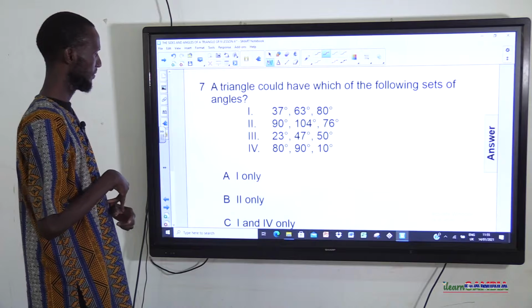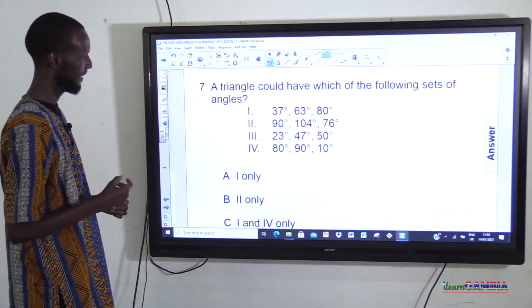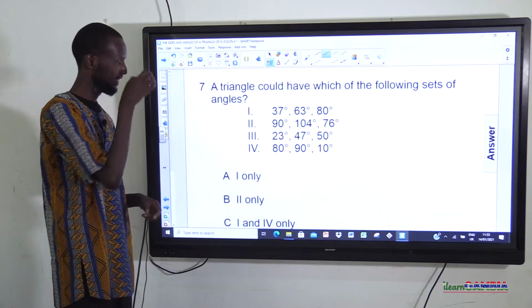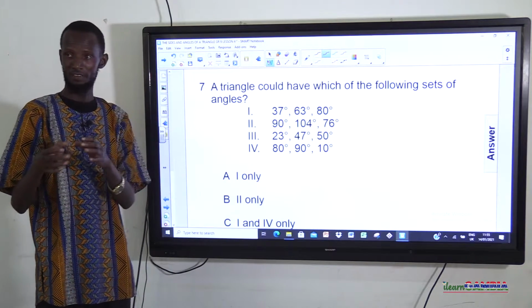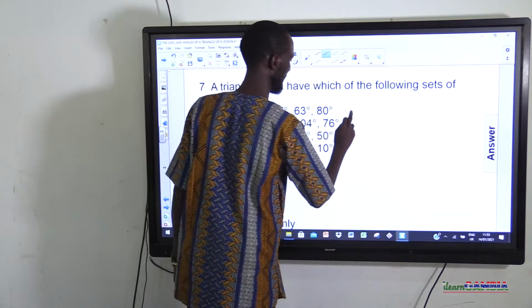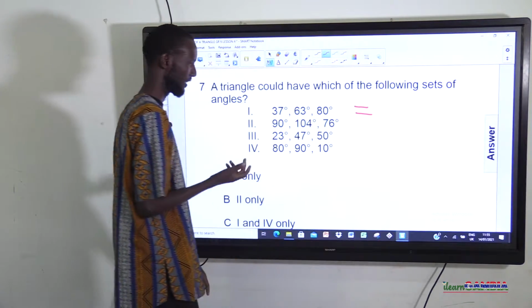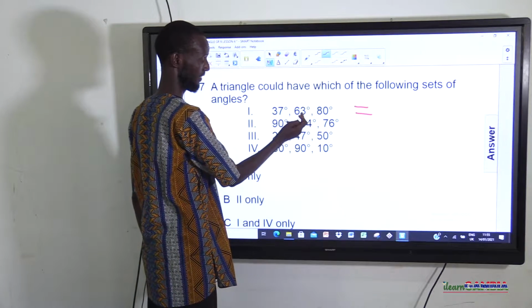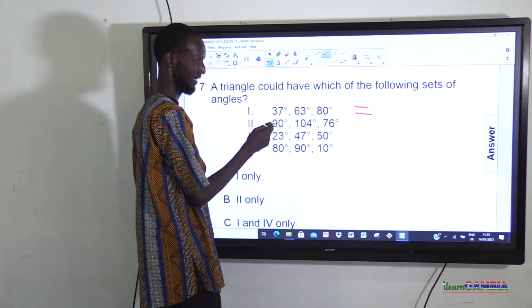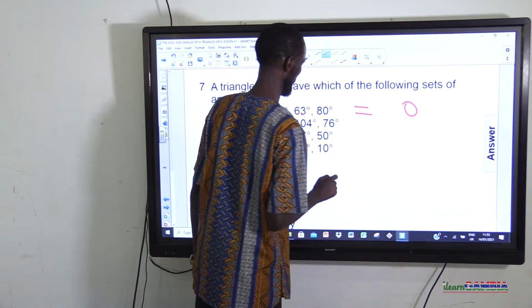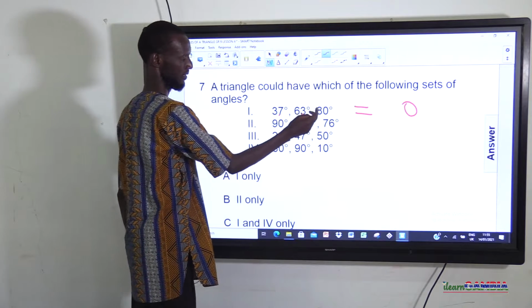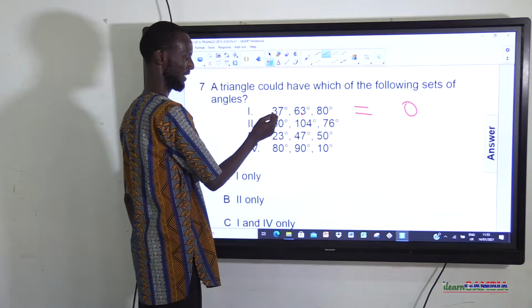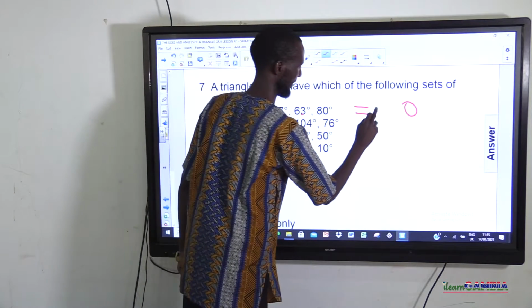Here's another set to try with. 37 degrees, 63 degrees, and 80 degrees. Now let's see if you can add them up and let's see what we get. If you add this first one up, let's start to add it up and see. Let's add the units. That is 0 plus 3 is 3. 3 plus 7 is 10. That is 0 and carry 1. Then 1 and 8 is 9. 9 and 6 is 15. 15 and 3 is 18.